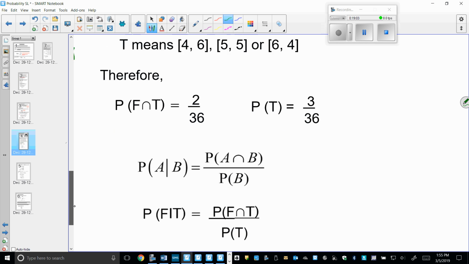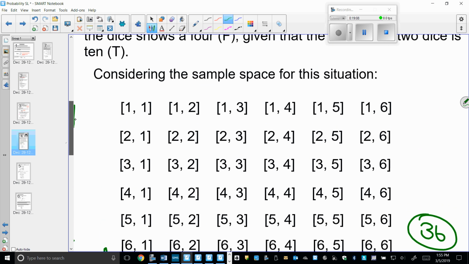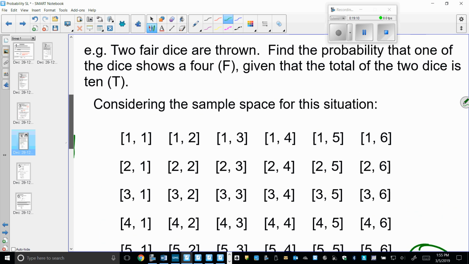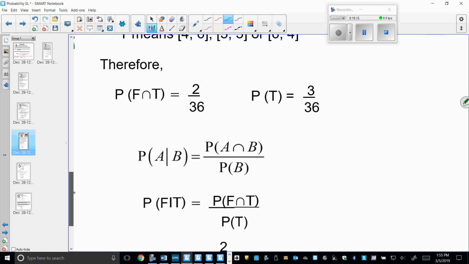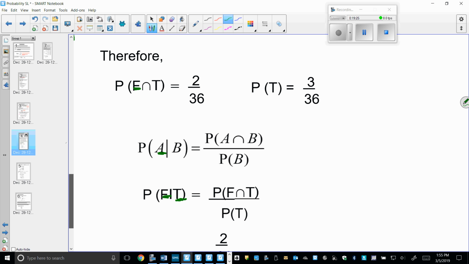So if we're now following this formula, find the probability that one of the dice shows a 4, given that the total of the 2 dice is 10. So 4 comes first, this is the F, and then given that 10 is our total. So, comparing our letters, and whilst you may look at that and go, really? The way they write it can sometimes be confusing, so you do need to make sure that you've got the correct thing on the right hand side.